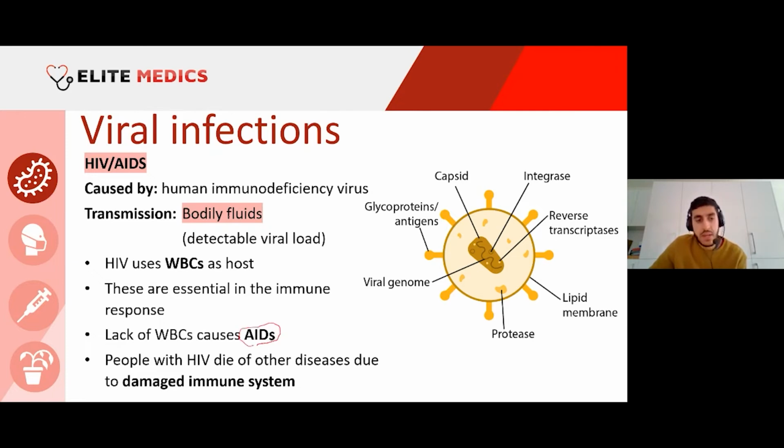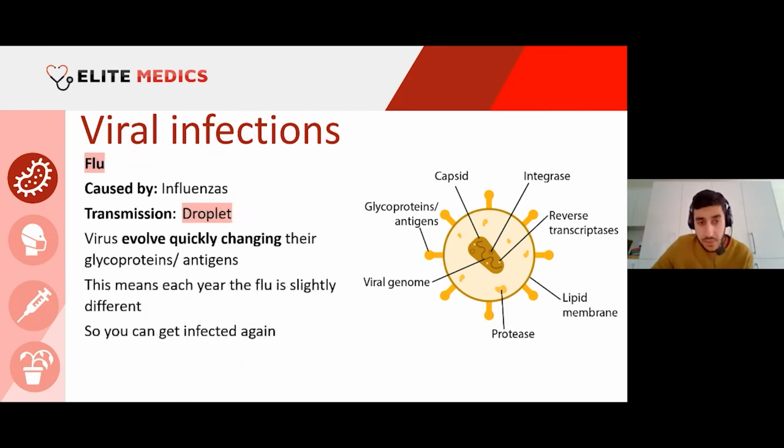Usually we have many ways of tackling HIV in the early stages to make sure it doesn't develop to AIDS. And people with HIV die of other diseases due to a damaged immune system, like I mentioned. Again, that's quite self-explanatory, but that's what a virus looks like.